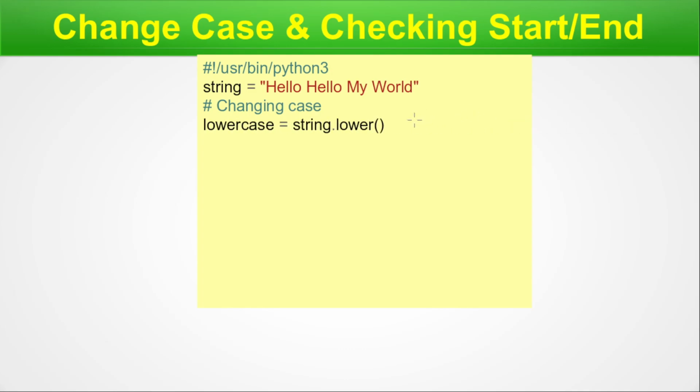Change case and checking the start and end. Start and end means the start and end of a string. So here starts our code. First line is the interpreter. Next line is our string, that is hello hello my world. Next, we have a comment in our code for later understanding. We are changing the case in the below code. First one is the lower case. So here we have the string, and we will have the operation lower.